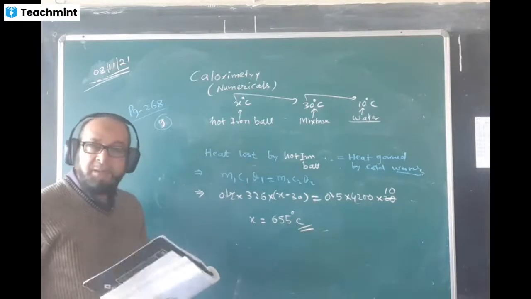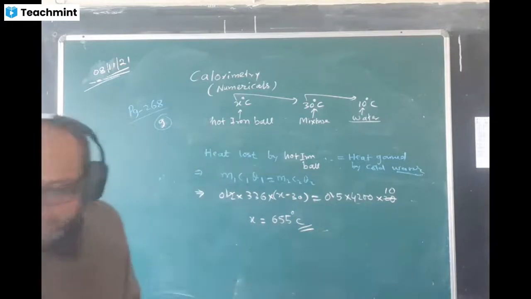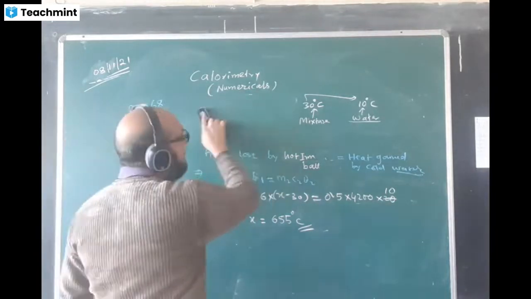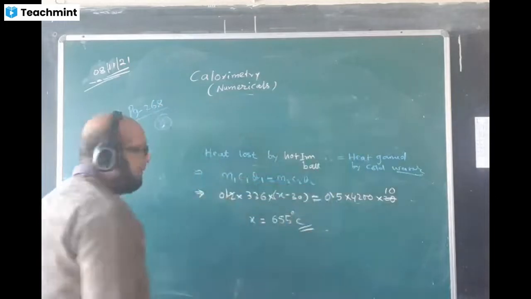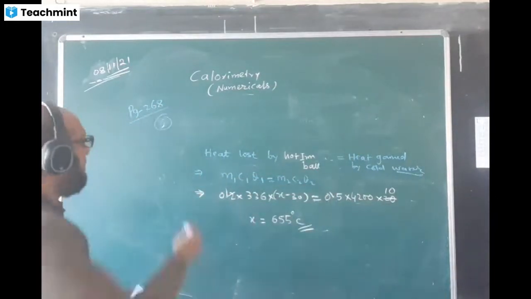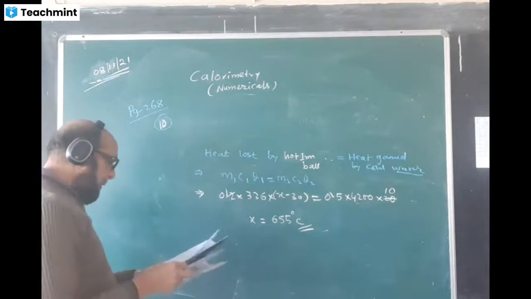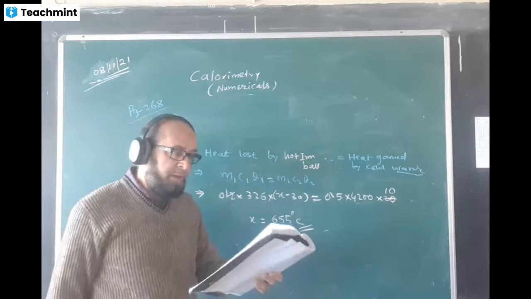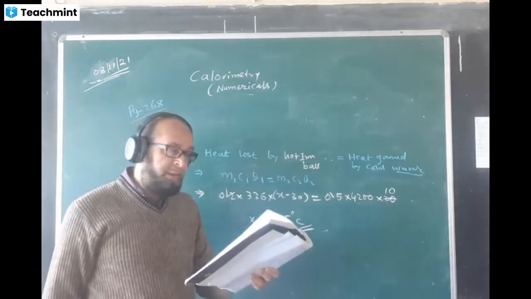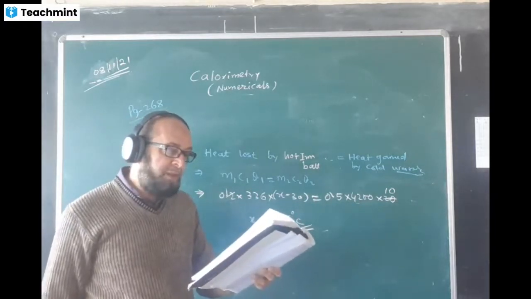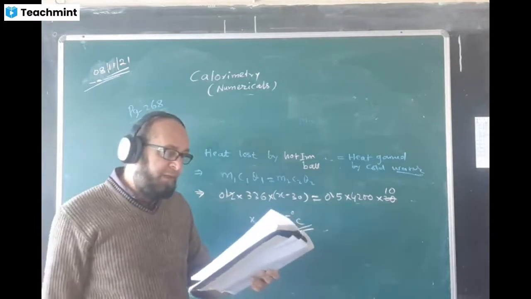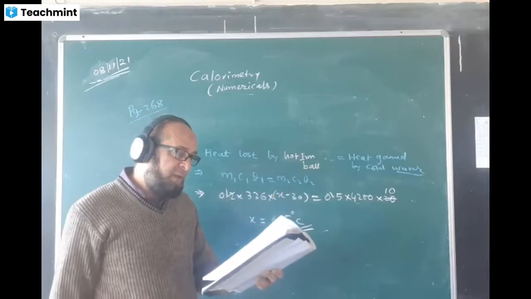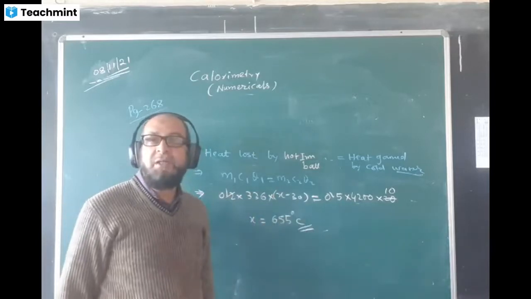Now, example 10. Please read example 10. The question says: what mass of a liquid A of SHC 0.84 joule per gram per Kelvin at a temperature of 40 degrees Celsius must be mixed with 100 gram of liquid B, of SHC this much, at 20 degrees Celsius, so that the final temperature of the mixture becomes 32 degrees Celsius.